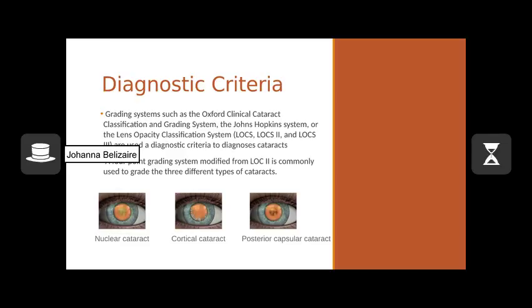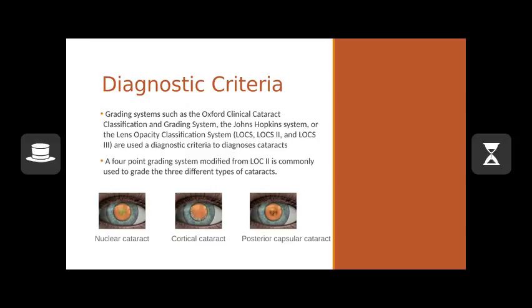There are a couple of grading systems used as diagnostic criteria when diagnosing cataracts, which include the Oxford Clinical Cataract Classification and Grading System, the Johns Hopkins System, or the Lens Opacity Classification System, which can be broken down into LOCS, LOCS2, and LOCS3. A 4-point grading system modified from the LOCS2 is commonly used to grade the three different types of cataracts. So on the screen, you can see the three different types and how they differ.